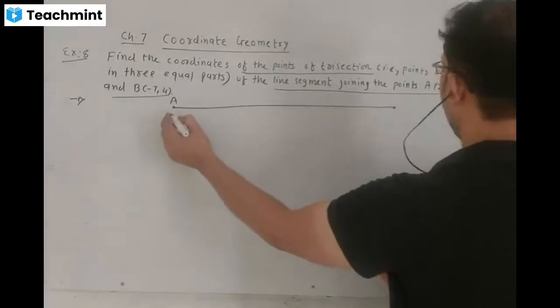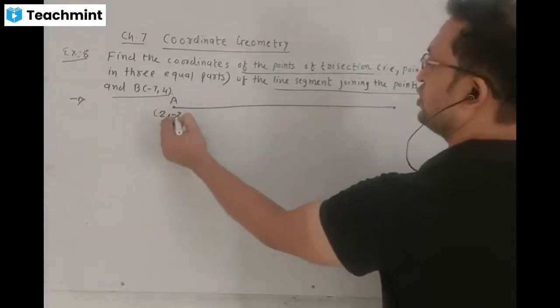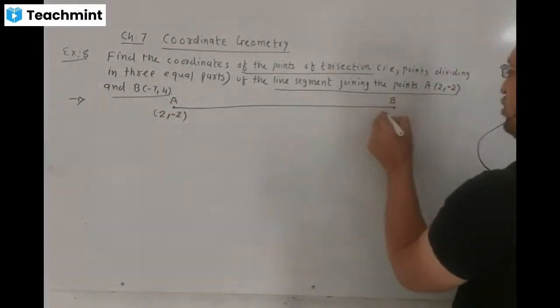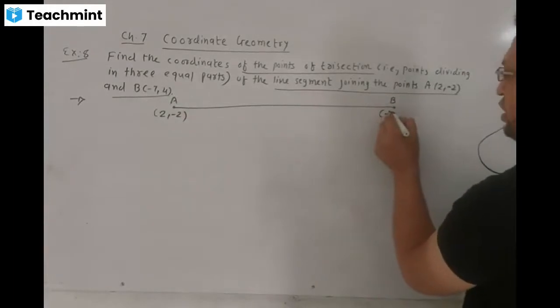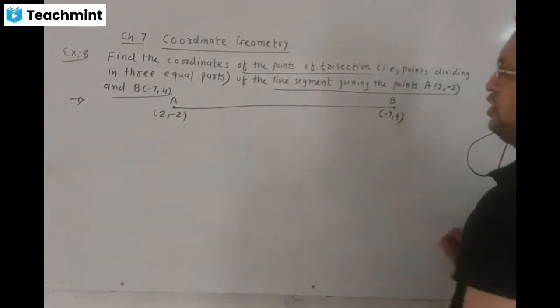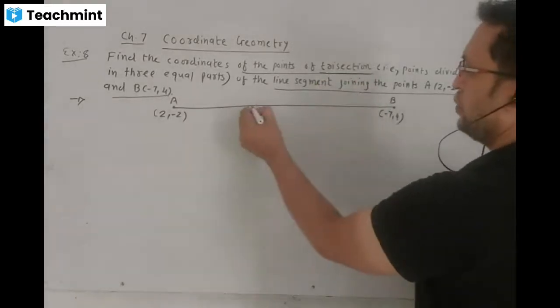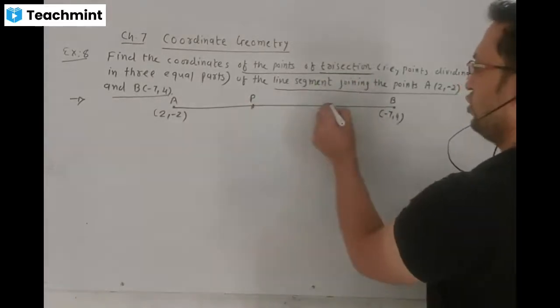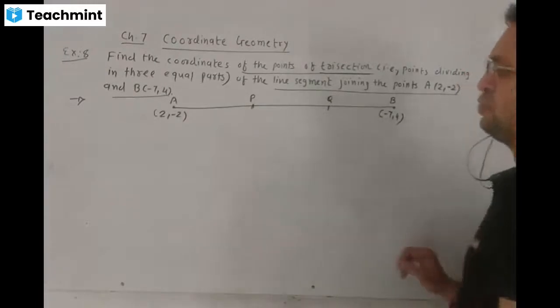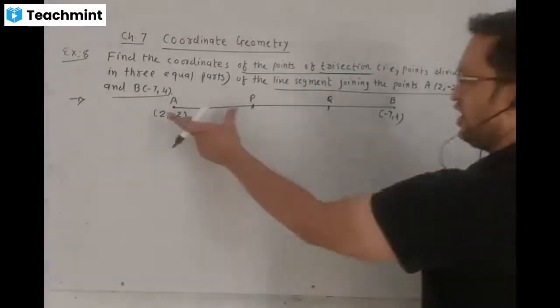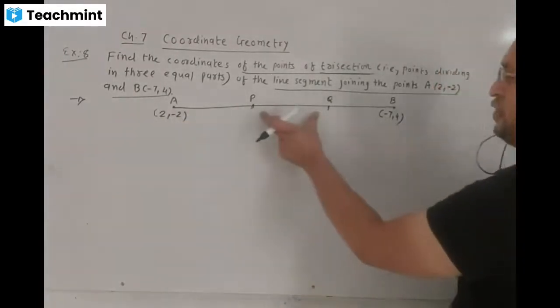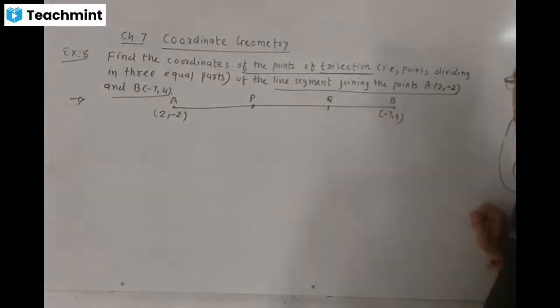Here in the figure, A and B are the points. A is (x1, y1), that is (2, -2), and B is (x2, y2), that is (-7, 4). Trisection means three equal parts. P and Q divide the line segment AB into three equal parts. That means AP equals PQ equals QB.